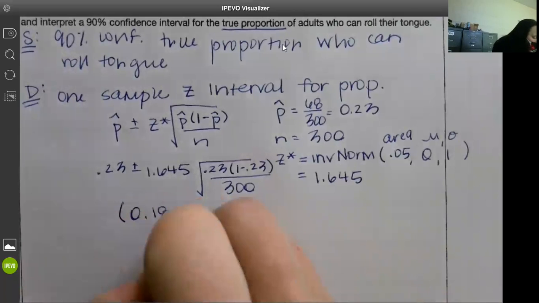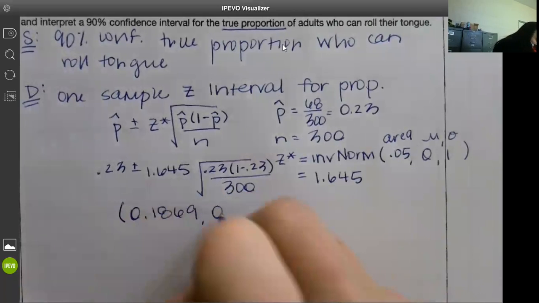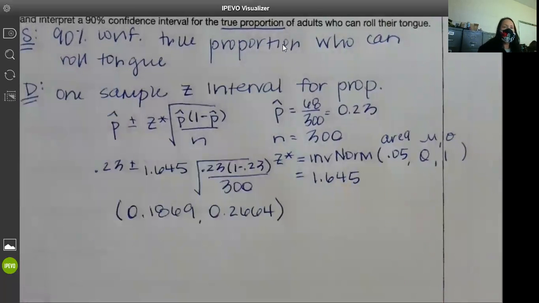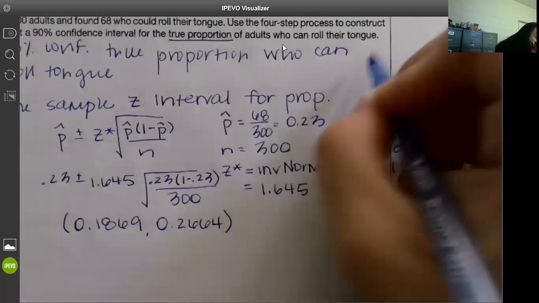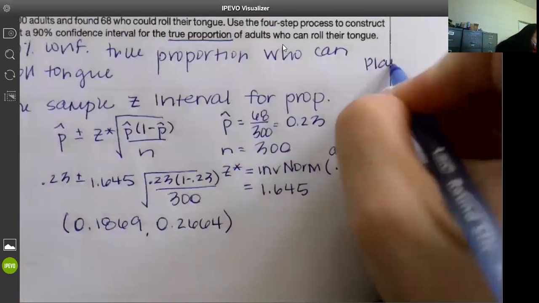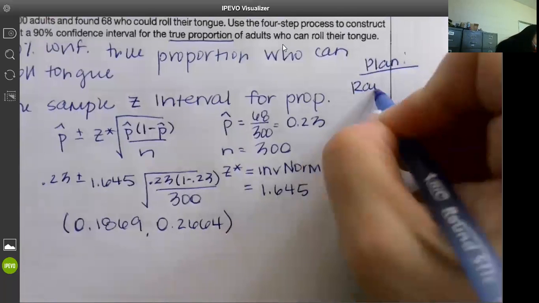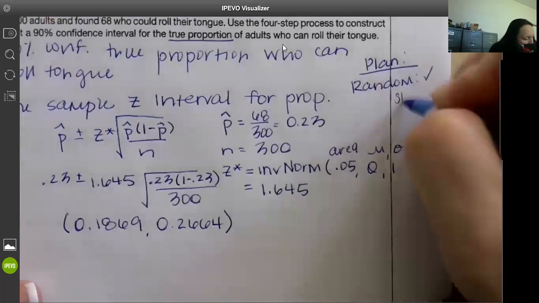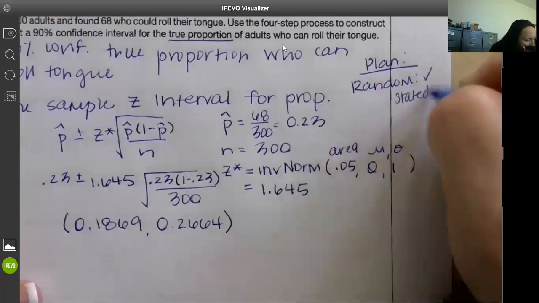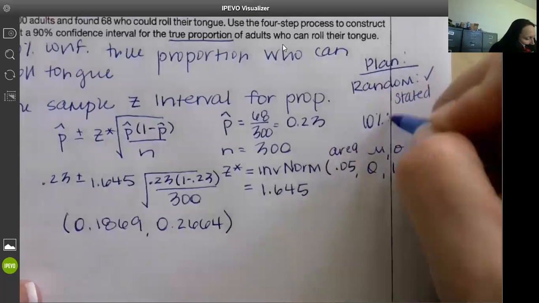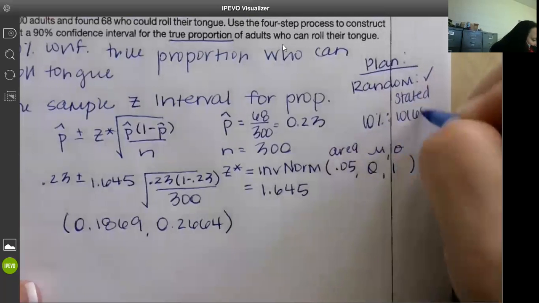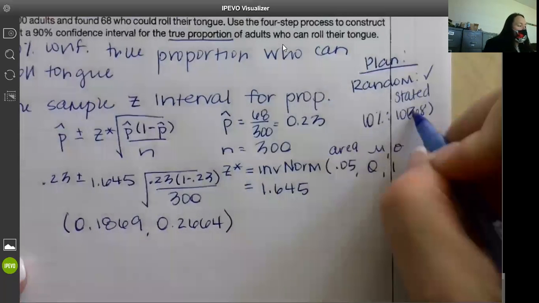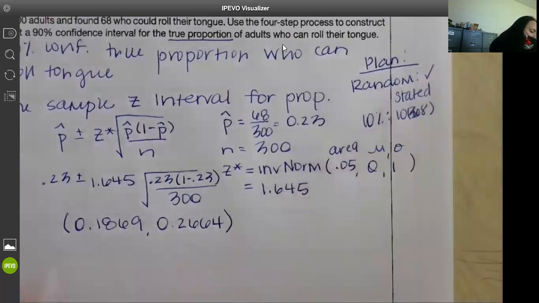0.1869 to 0.2664. I'll go ahead and throw your plan over here. Is it random? Yeah, and you can just put stated. 10%. We do 10 times 300. Sorry, y'all. I'm struggling today. It's literally been all day.